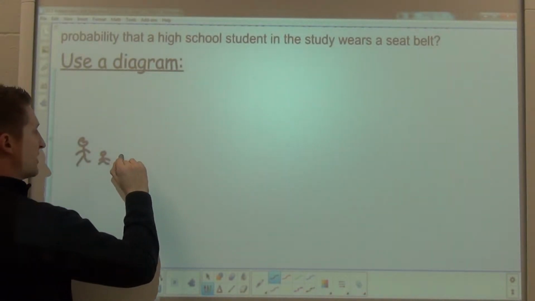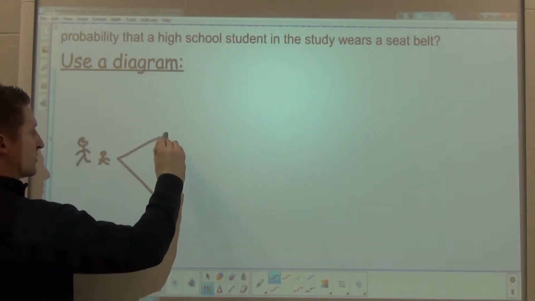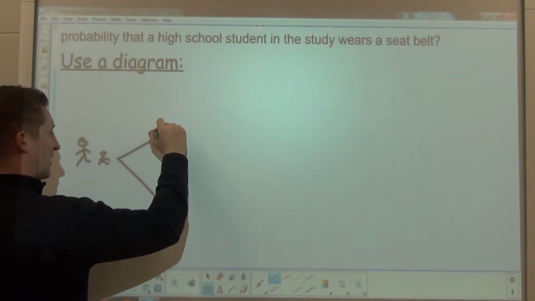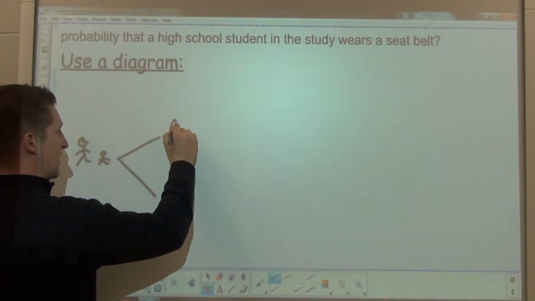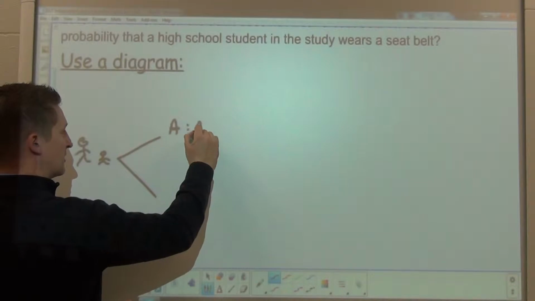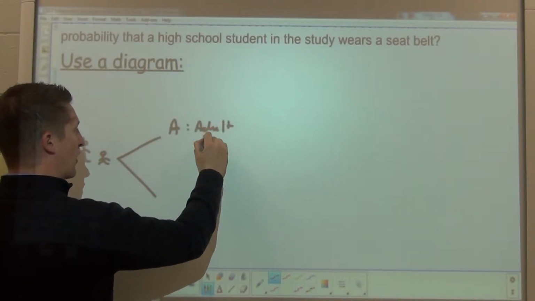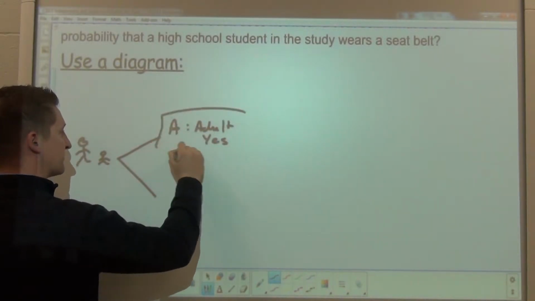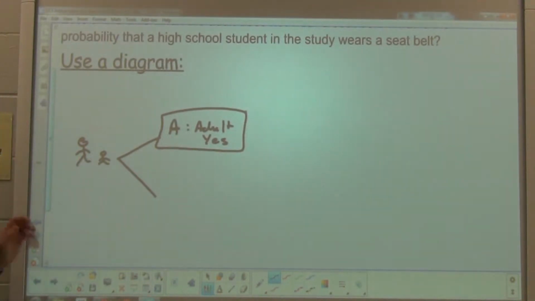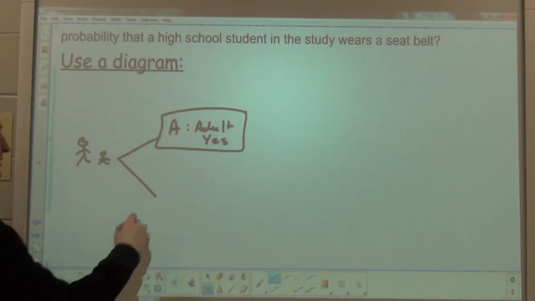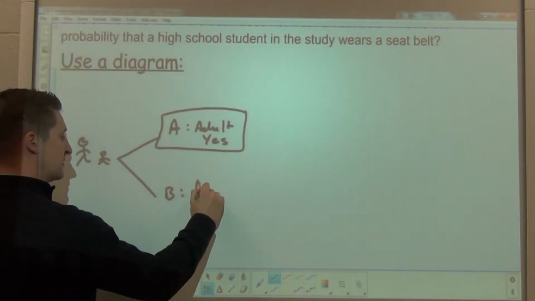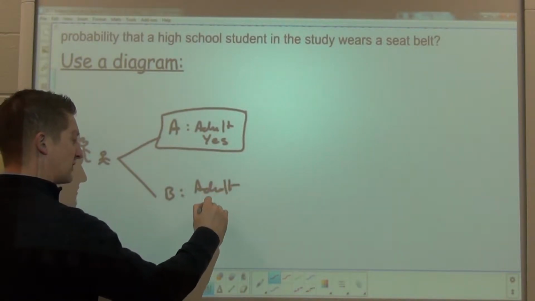Now, how could this happen? Well, let's see. First, different options we've got. I'm going to call this event A. So event A is the adult wears a seatbelt. So adult, yes. And event B is the adult does not wear a seatbelt.